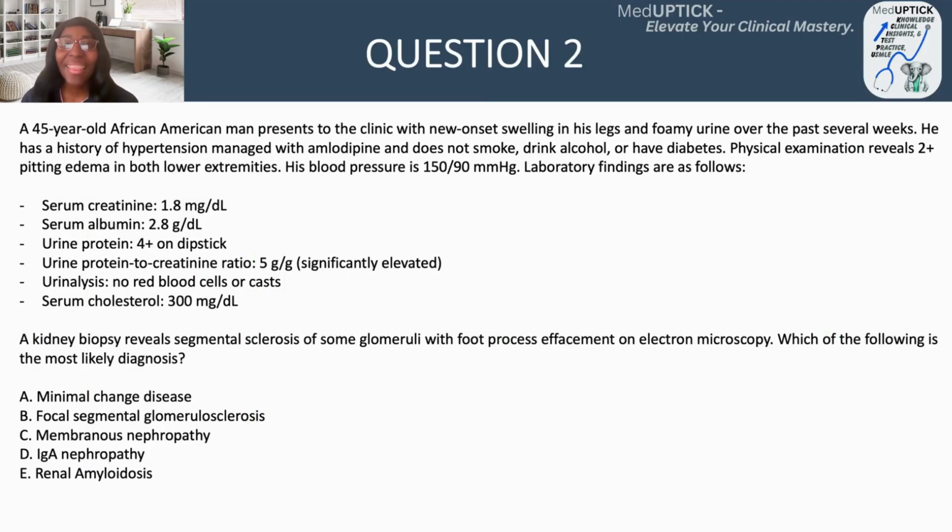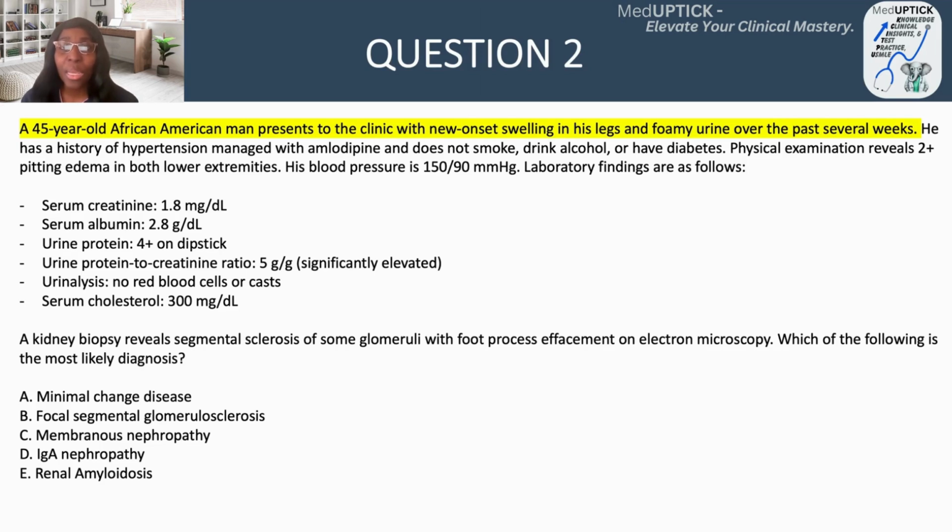Welcome back. Let's systematically walk through this question to evaluate the various answer choice possibilities to arrive at the correct answer. Which of the following is the most likely diagnosis? A 45-year-old African-American man presents to the clinic with new onset swelling in his legs and foamy urine over the past several weeks. When I read this first line, my mind goes to nephrotic syndrome because the symptoms are classic.